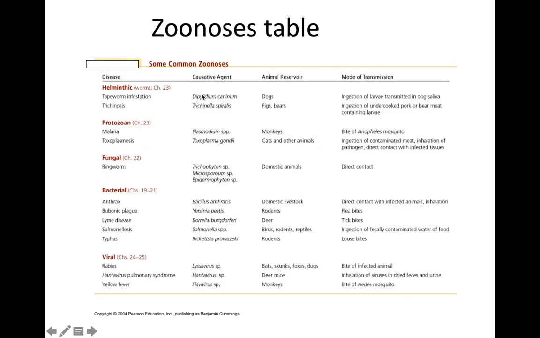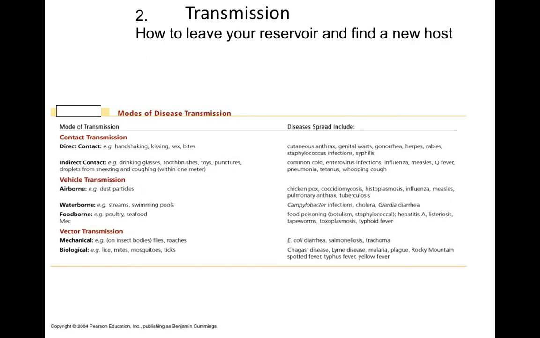Zoonoses table, you guys, so a lot of these we know already, so I'm going to just go through this very quickly. Okay, so you guys, now we've talked about potential reservoirs, and now we're going to talk about transmission. And this is how the pathogen would leave its reservoir and find a new host. And you guys, this could be a whole talk all on its own. So again, what I'll try to do is on the practice quiz, kind of give you example questions.